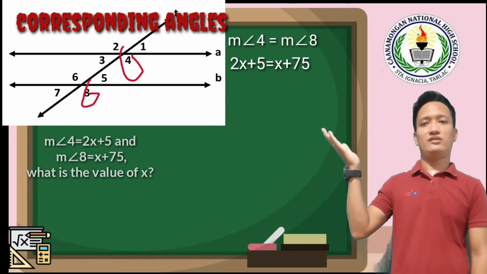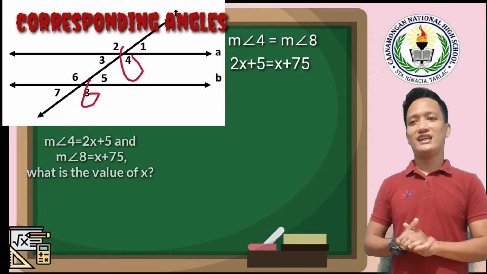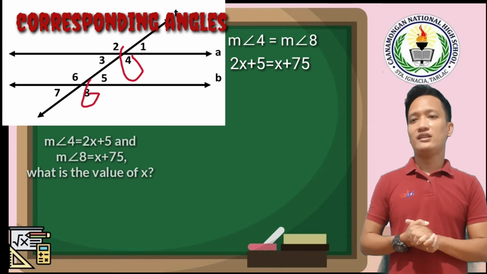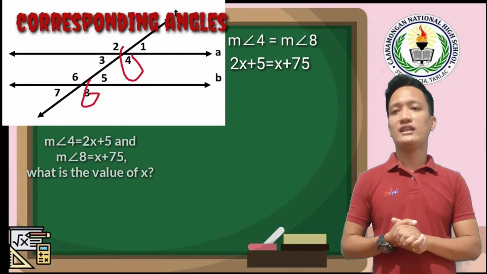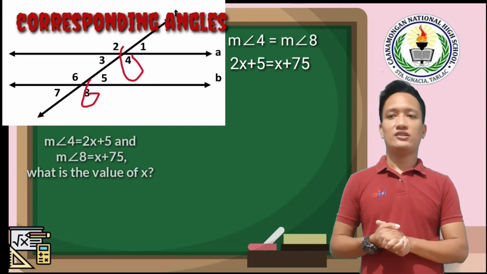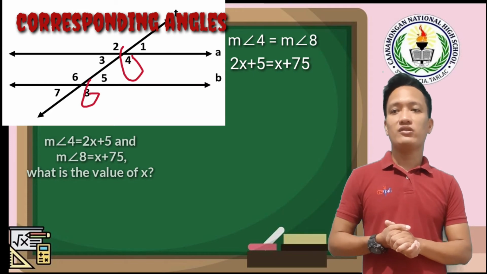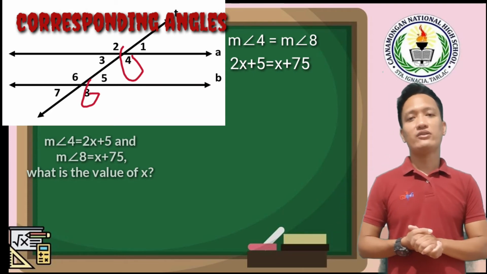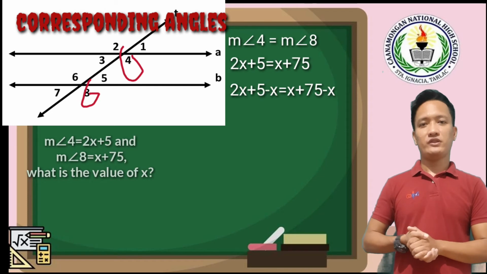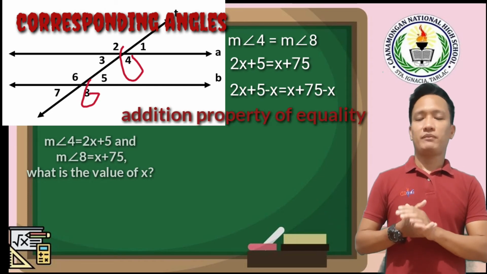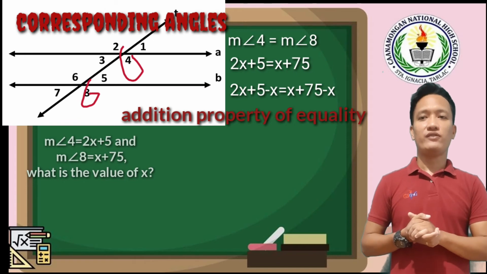Paano ba isolve yung value ng x dito? So let us proceed. So, tanggalin muna natin yung x. So, paano na tatanggalin yung x? So, we add on both sides, mag-add tayo ng negative x. So, para pantay pa rin yung equation. That is the addition property of equality.